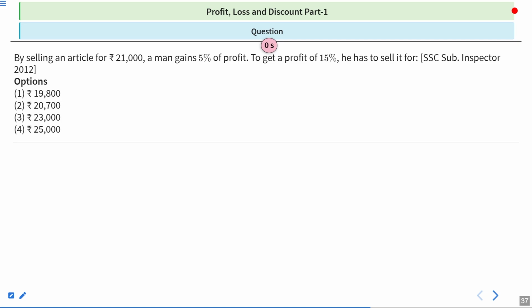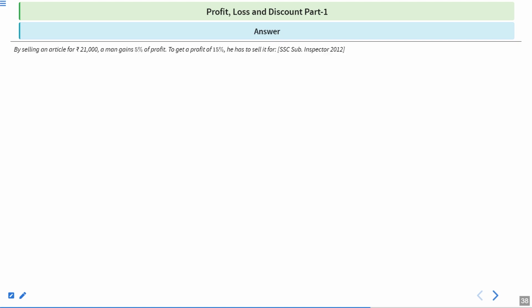Now time's up. Let's see the solution of this question. So the question says that by selling an article for rupees 21,000, a man gained 5% profit. It means 21,000 is 105% of the cost price of the article. So to get a profit of 15%, what should be the selling price? So the correct answer of this question is C, which is 23,000 rupees. Now see the detailed solution of this question.